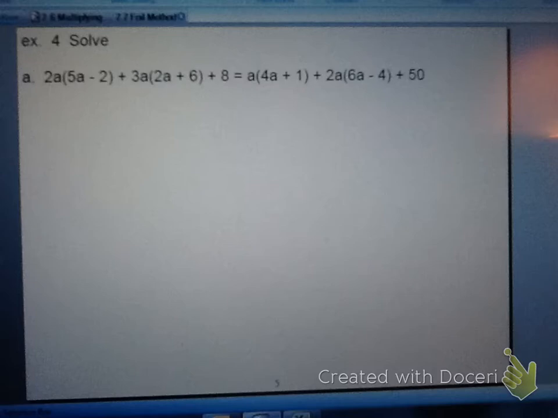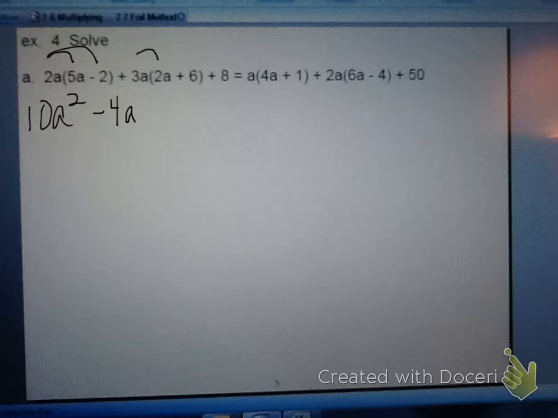Example 2, we're solving. If you will notice, this is a very long equation. The very first thing we're going to have to do is clear our parentheses by doing the distributive property. So when we multiply 2a times 5a, we get 10a to the second power. Be very careful about that. A times a is a squared. A lot of people mess that up. And 2a times a negative 2 is a negative 4a.